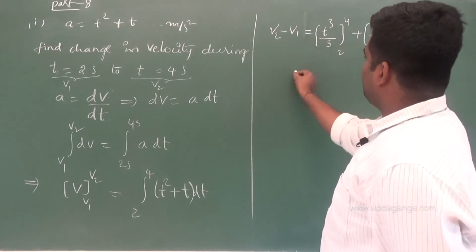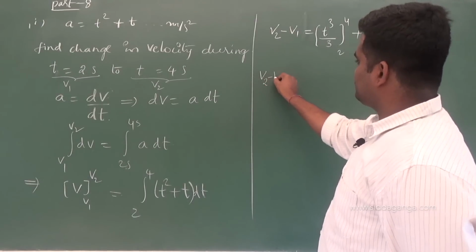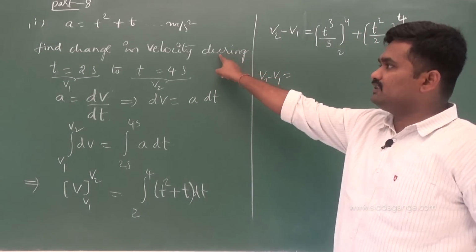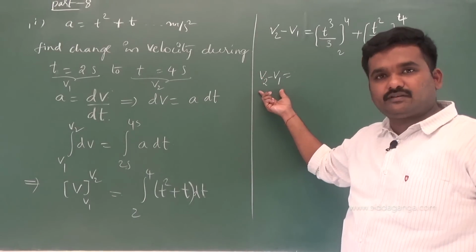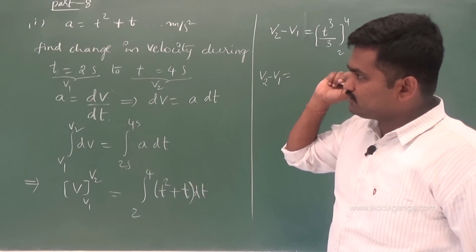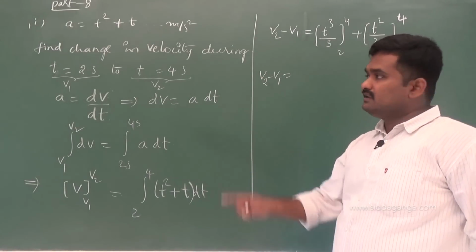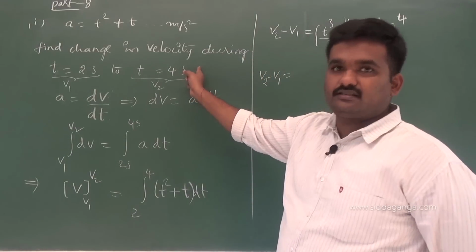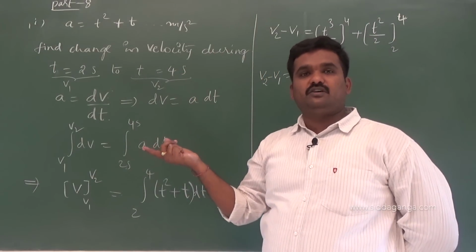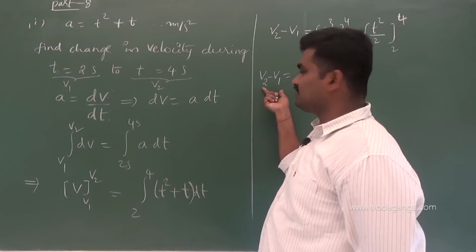Now 1 by 3 is common. v2 minus v1 is the velocity difference they are asking to find out. Change in velocity means v2 minus v1 only. At t equals 2 seconds velocity is v1, at t equals 4 seconds velocity is v2. Change in velocity means v2 minus v1 only, right? That's what they are asking to find out.